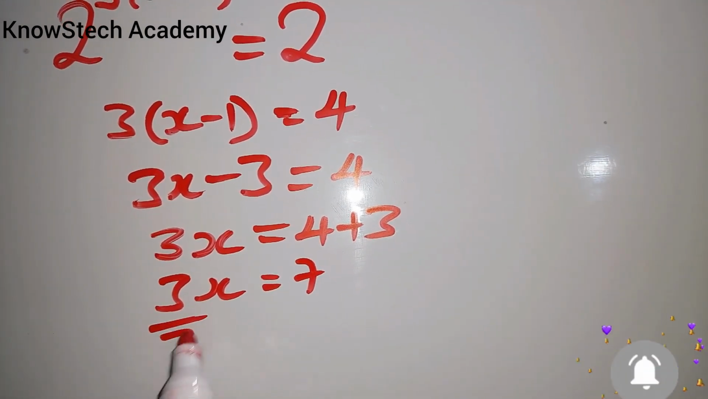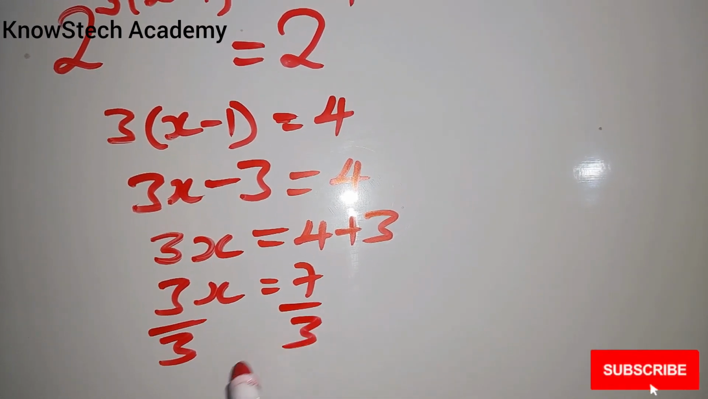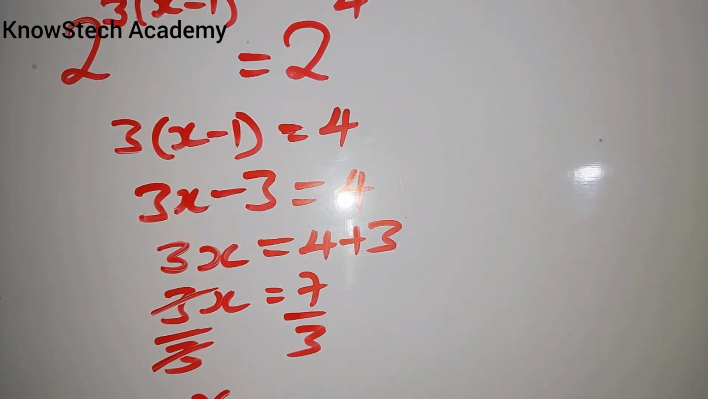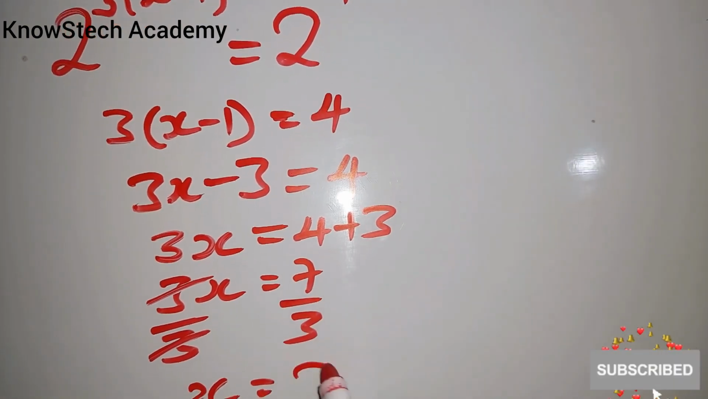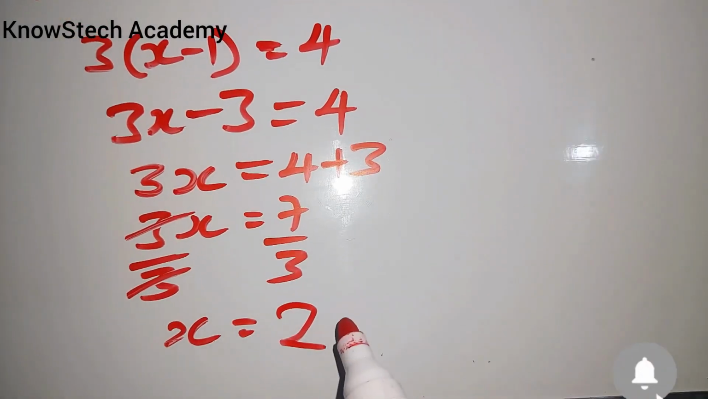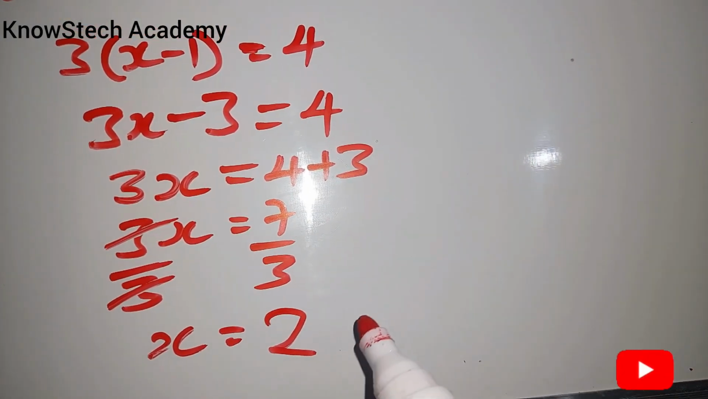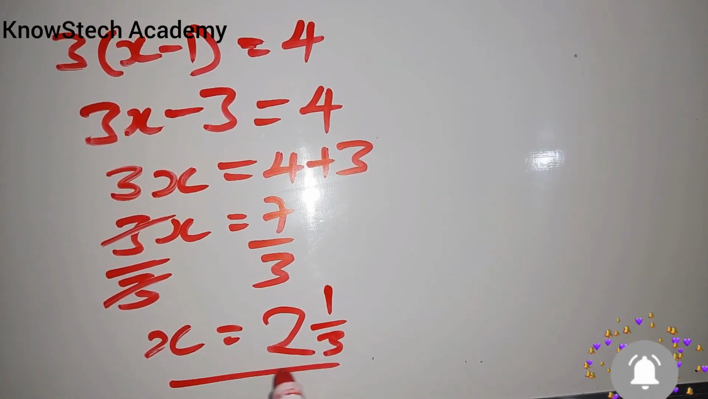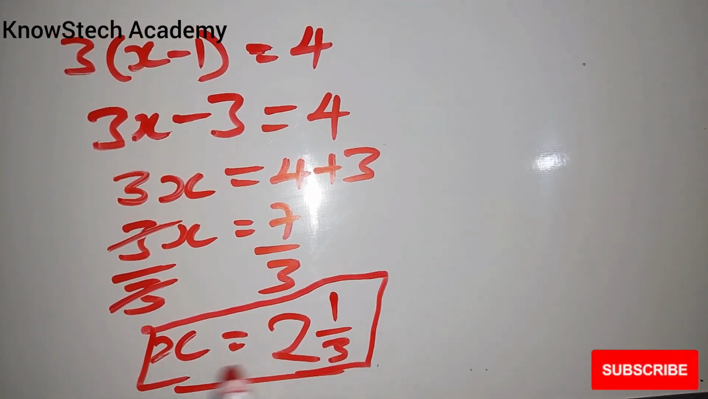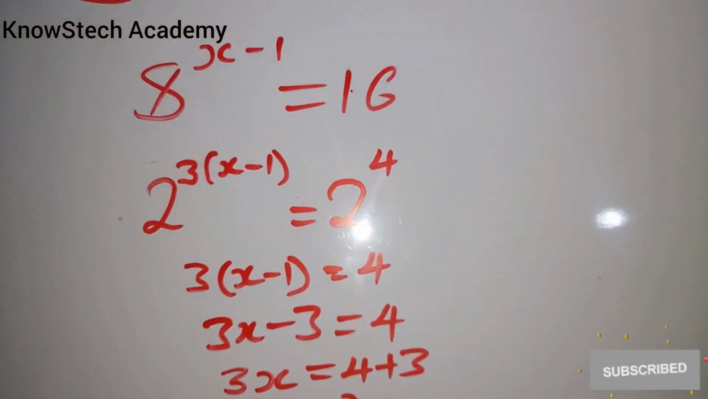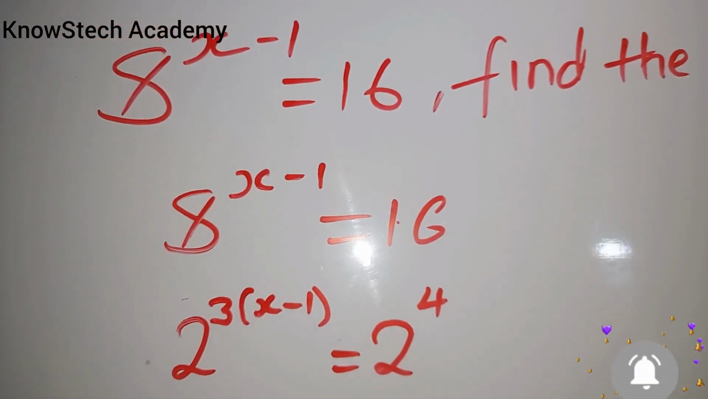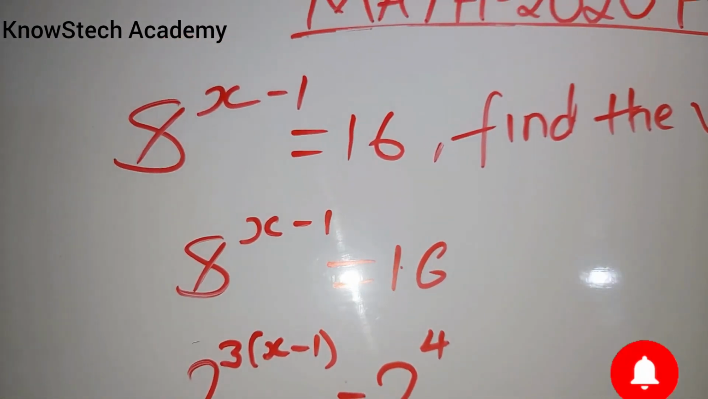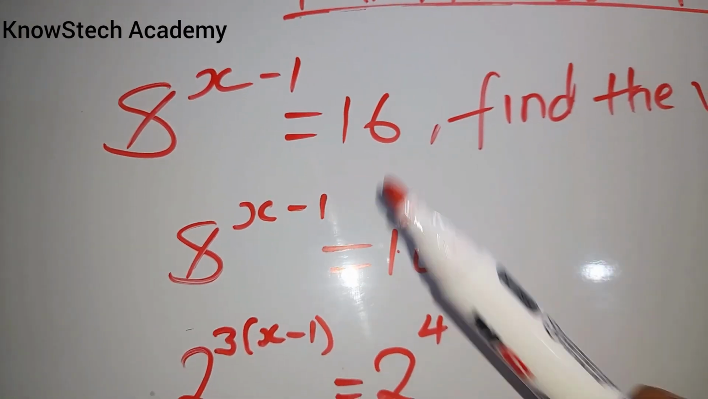When you divide both sides by 3, the value of x will be, 3 into 7 is 2 times, or 2 whole number, remainder 1 over 3, and that is the value of x. Okay, that is the value of x. So we've solved this question, which is asking us to find the value of x.